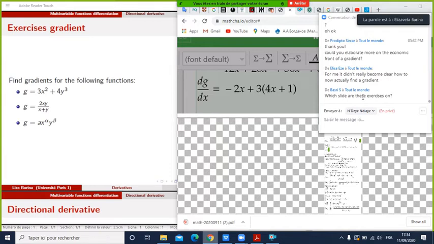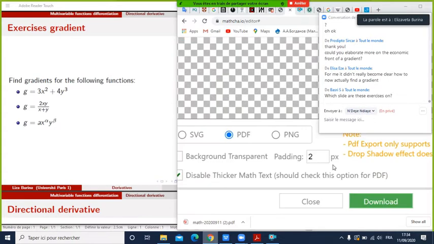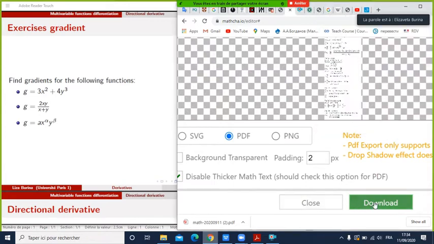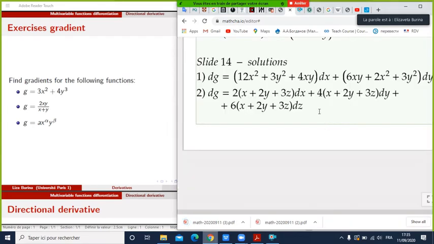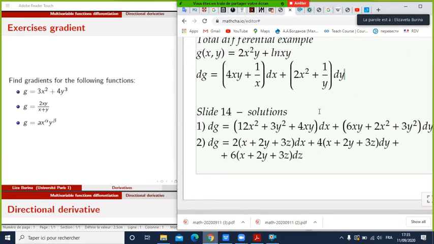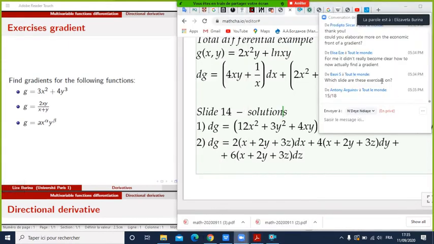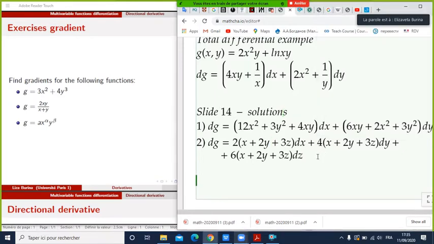How to actually find a gradient, and which slide are the exercises on? Wait a second, I finished the downloading, so I'm sure that you have it. And then I'll show you the whole thing and one example before. So first of all, answering the question of which slide has the exercises, it is slide 15. It's called exercises gradient and it says find gradients for the following functions. But before that, let's consider one example. Let's talk of it already like a utility function.